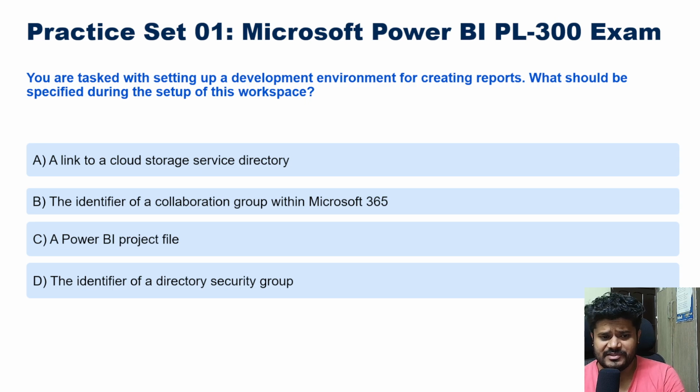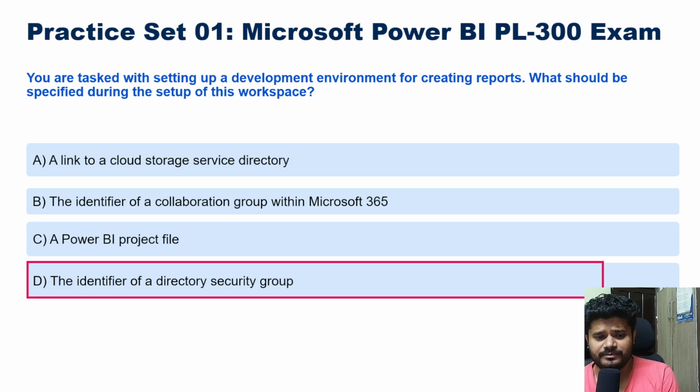So yeah, time is up. Let's see what the solution is. It's option D, the identifier of a directory security group. Basically, you can set up this workspace by creating security groups with identifiers that you can allocate to the different members from different business units, which is asked in the question. So let's look at the overall explanation.